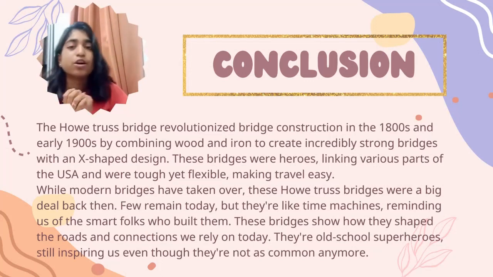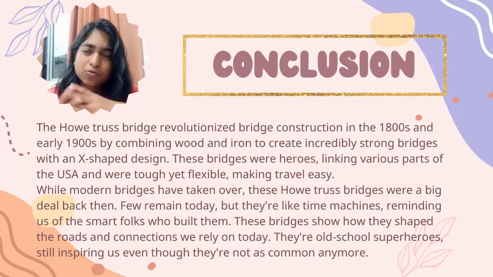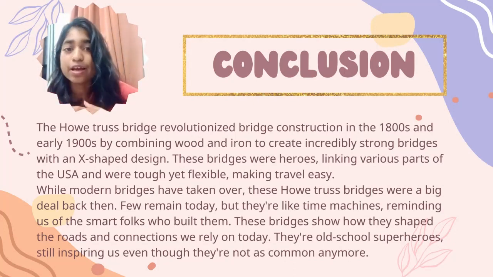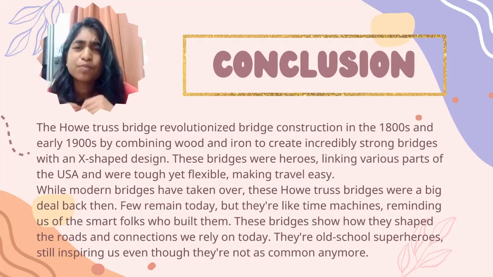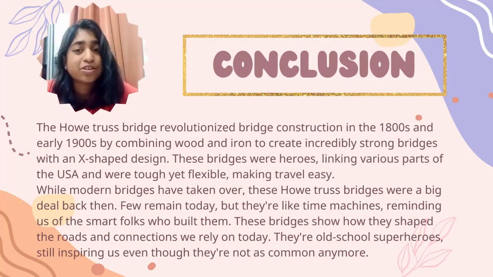We know that the Howe Truss Bridge rocked the bridge building world during the 80s and early 90s. It was a game changer because it uses a mix of wood and iron to make a super strong bridge. Picture this, it has an axe-shaped design, kind of like a big sturdy puzzle piece. Back then, it was the superstar of bridges connecting different places around the USA.